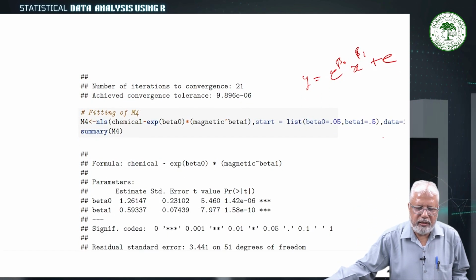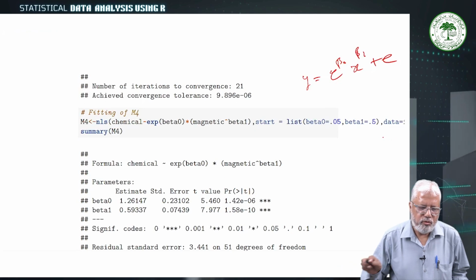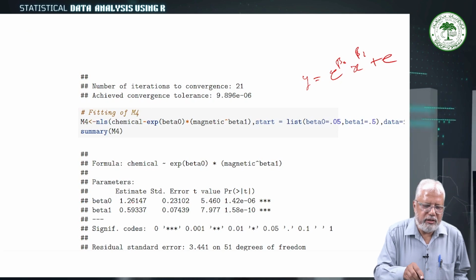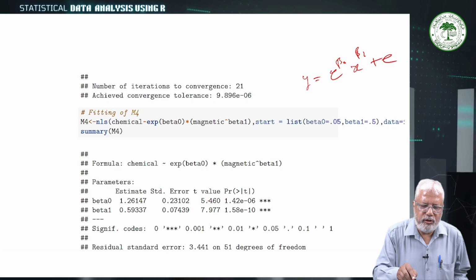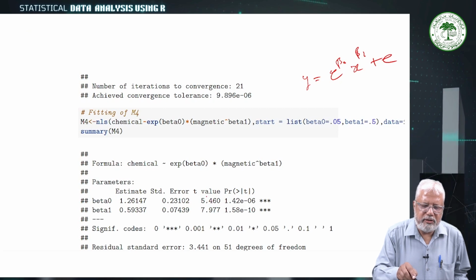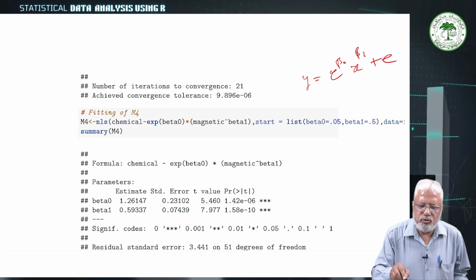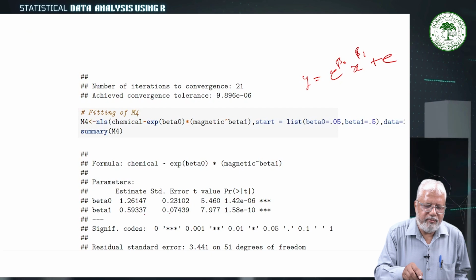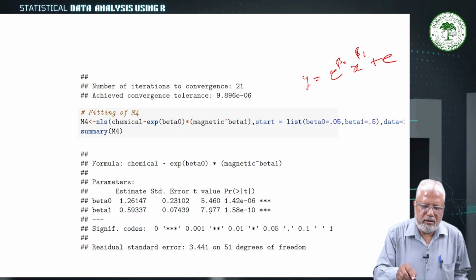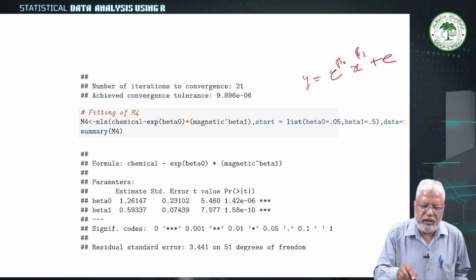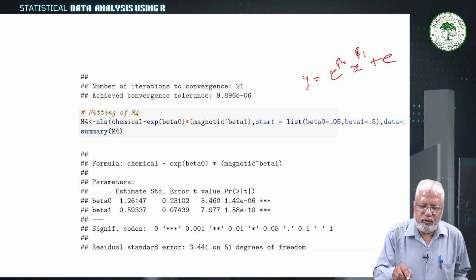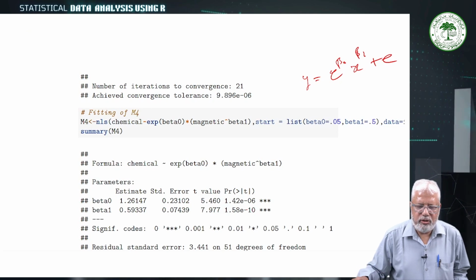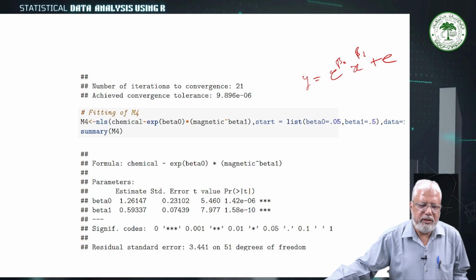the estimate of beta naught is 1.2 and standard error is 0.23. If you divide this by this, you get the t value 5. If it is greater than 2, that means it is significant. So p value is 1.42 into 10 raised power minus 6, and beta 1 is also significant, because if you divide estimate by standard error of the estimate, the t value is 7.97, it is around 8 and it is far away from 2. So 1.5 into 10 raised power minus 10, so it is again significant. So in all these situations, these parameters are significant.